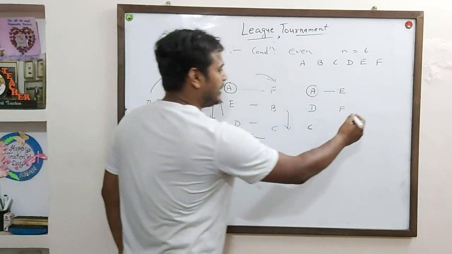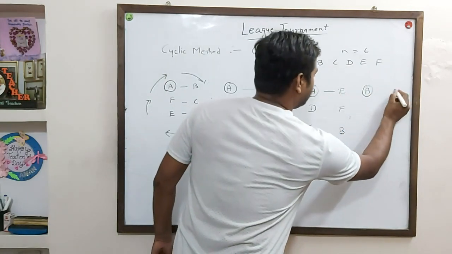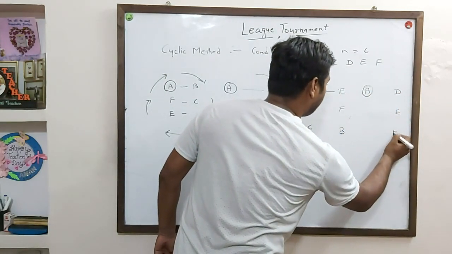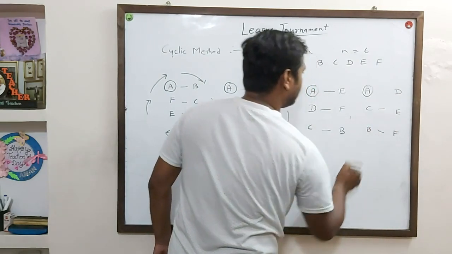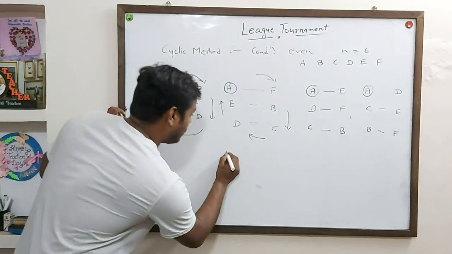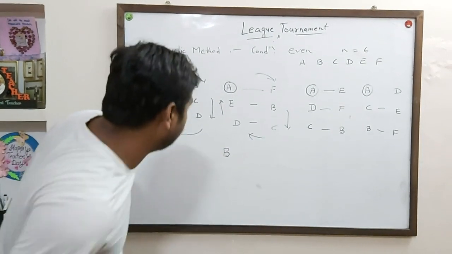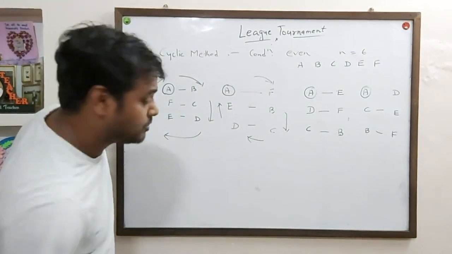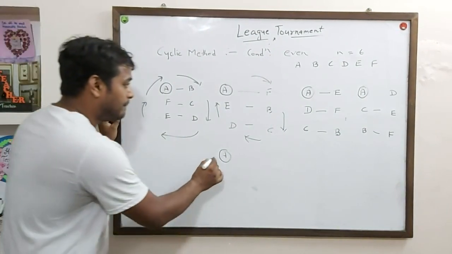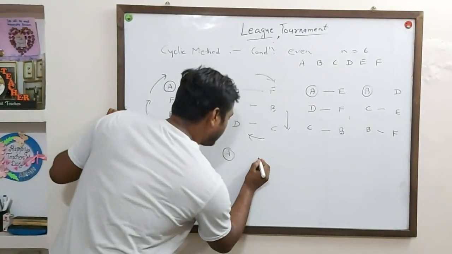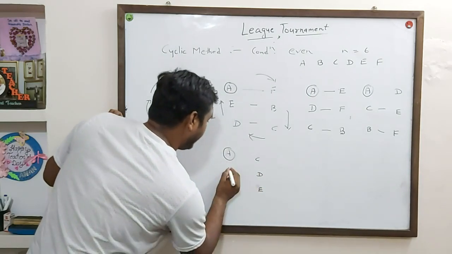Okay, again we will rotate. Then again team A's position will be fixed. Then D, E, F, B and C. One more round is required. As I told you, team A's position will be fixed. So team A will be here. This position will be fixed. In place of team D, now team C will come. C, D, E, F and B.